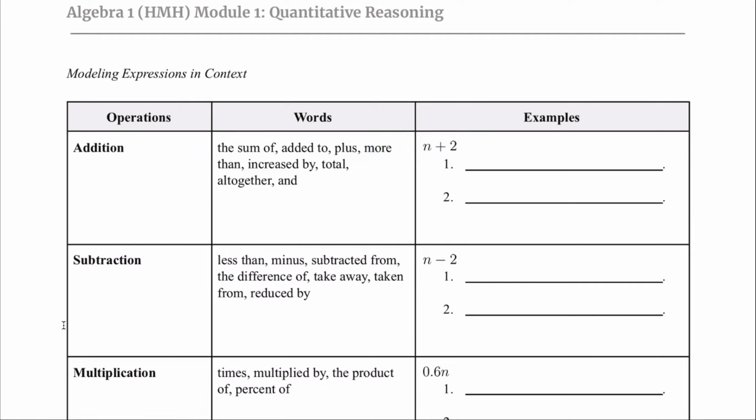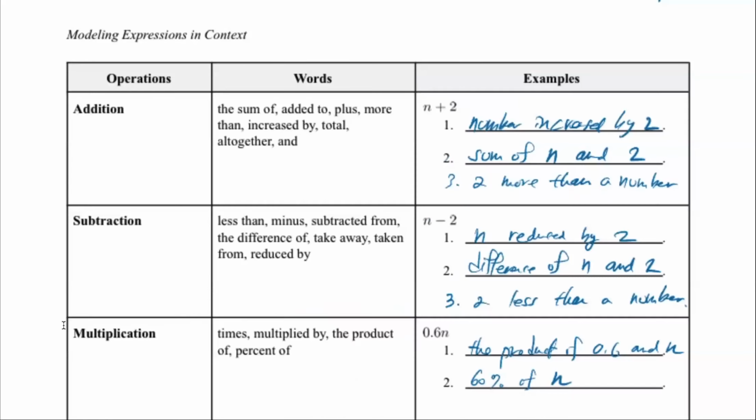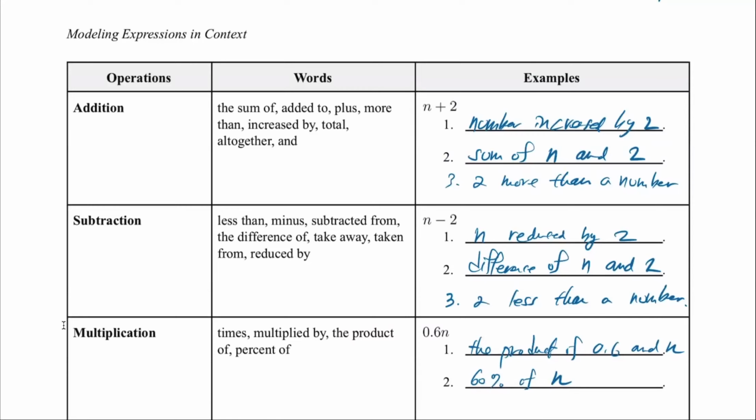All right, instead of me writing from scratch, let me show you what we went over in class. In period 2, I think I did it the same way. This one you could say number increased by 2. Instead of n, you could say number, right? The other is the sum of n and 2. You tend to write this in the order in which it appears. If it's 2 plus n, we would say sum of 2 and n. Or you could say 2 more than a number.